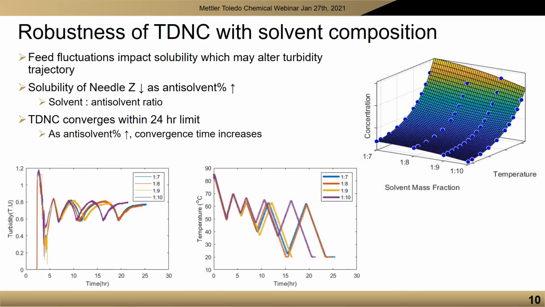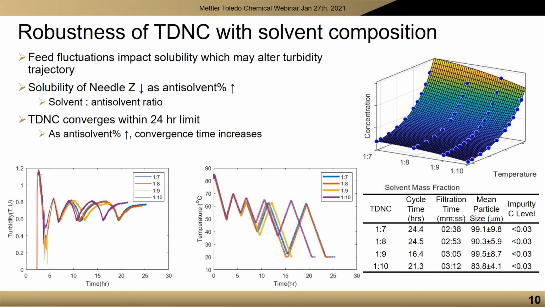Overall, the TD&C method converged for all experiments with similar turbidity profile. In the process temperature figure, as seen on the right, as the antisolvent composition increases, the convergence time of the TD&C increases. It is also worth noting that the process system seems to have converged at an earlier point for the experiments with higher solvent composition. This is the 1:7 and 1:8, as it completes around the 15-hour mark. There was not a discernible difference between the mean size, filtration time, and impurity generation among these experiments.